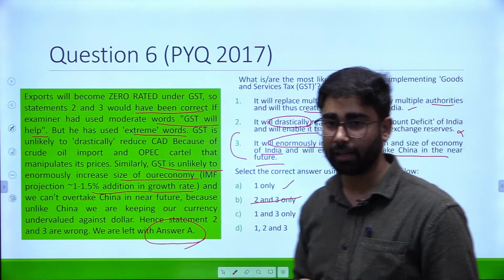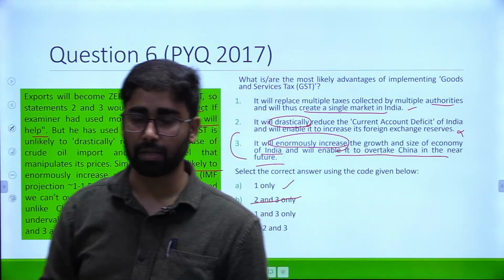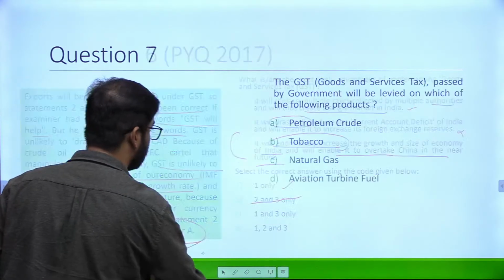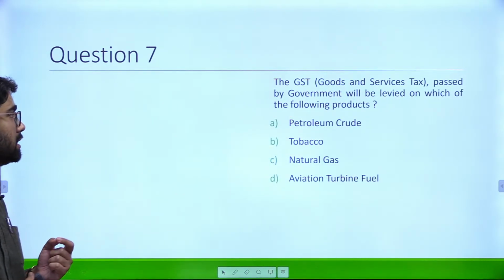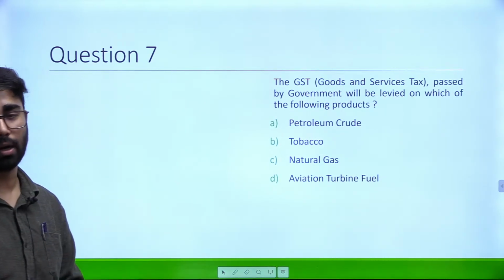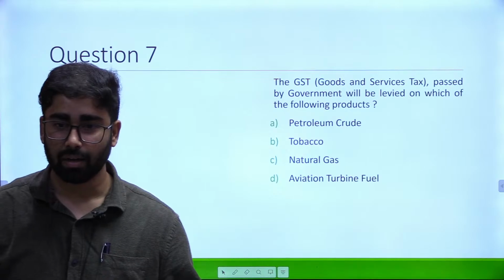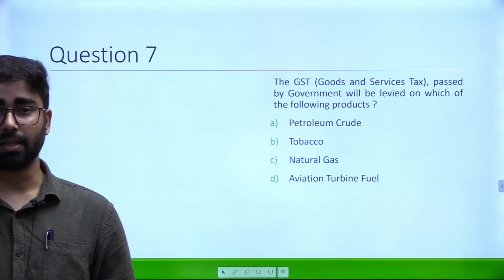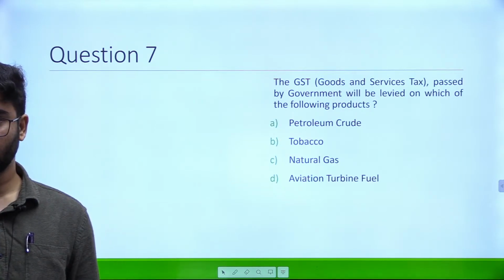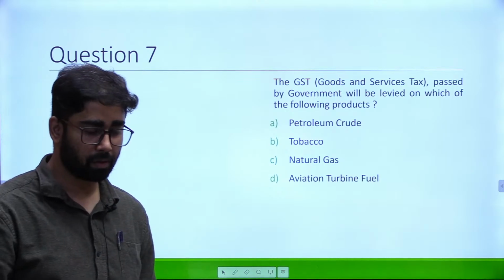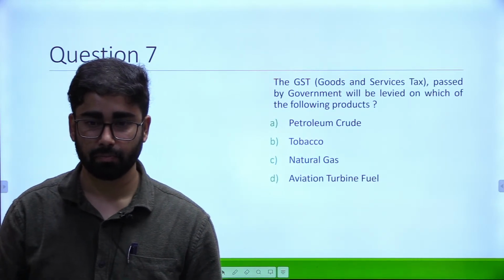Those who have marked it correct, please give yourself 2 marks, and those who have marked it incorrect, please deduct negative marking. Now question 7: the GST passed by the government will be levied on which of the following products? It is again a very easy question. You can easily answer this. Please try to answer this. It's very easy. We already talked about this.